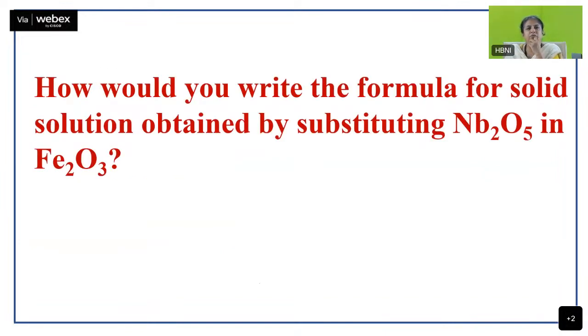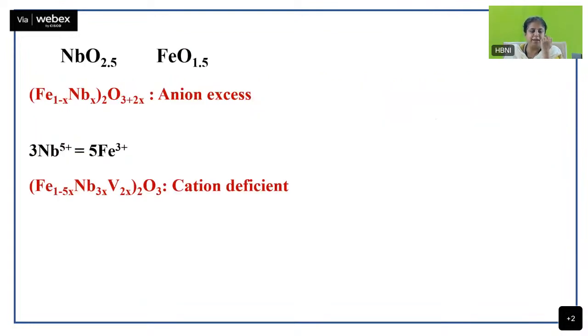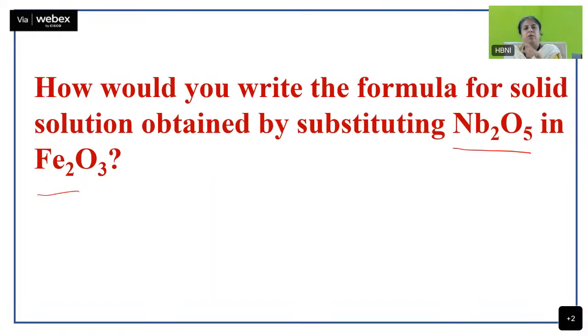How can you write the formula for solid solution that can be obtained by substituting Nb2O5 in Fe2O3? Why basically I'm telling you all this: those of you who would venture into materials chemistry would need to do these calculations if you want to do synthesis. It is good practice to have an idea of what kind of solid solution you can expect.